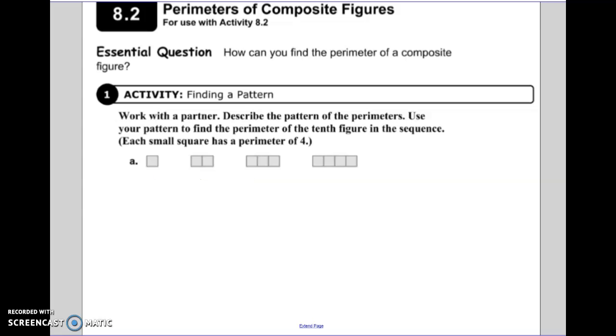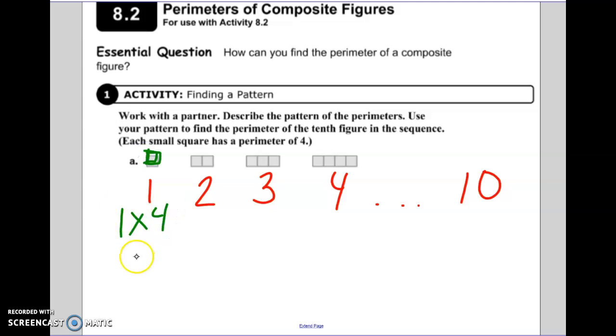So we can call this the first figure, the second figure, the third figure, the fourth figure. We're going to do this all the way up to the 10th figure. And we're going to treat each side of this just as 1 unit. So on that square, one side is 1 unit long. There are 4 of them. So the perimeter of that guy is 1 times 4 all the way around.